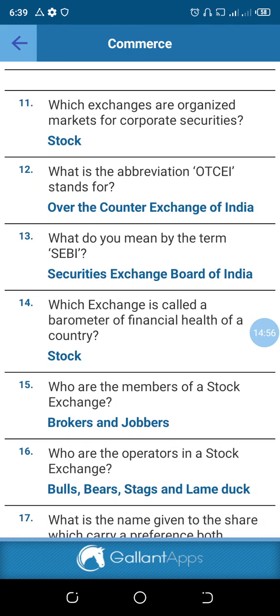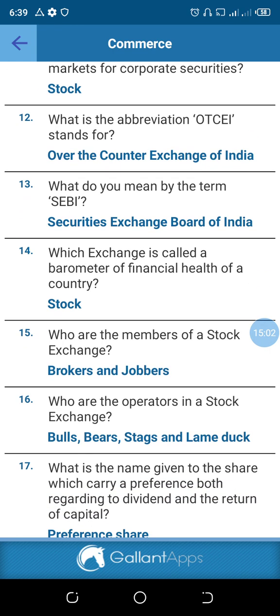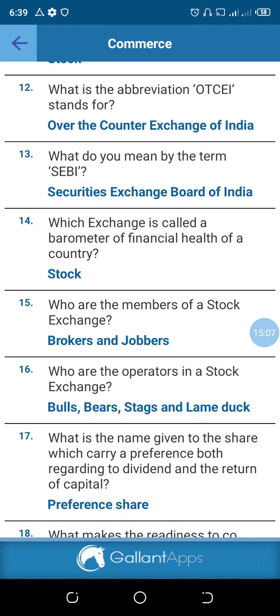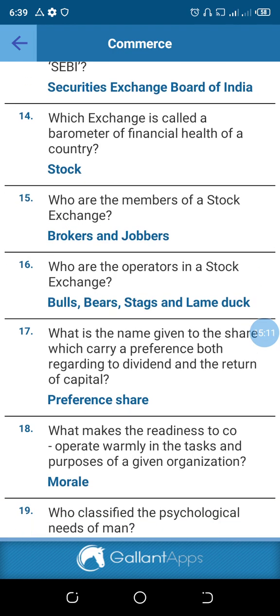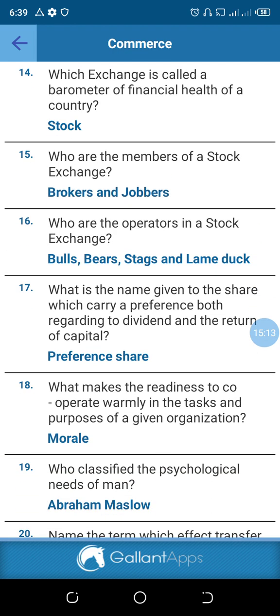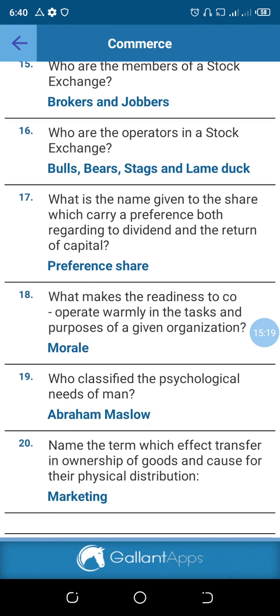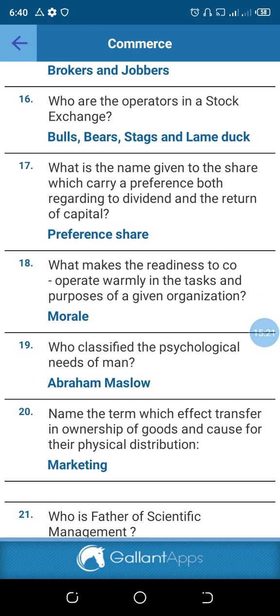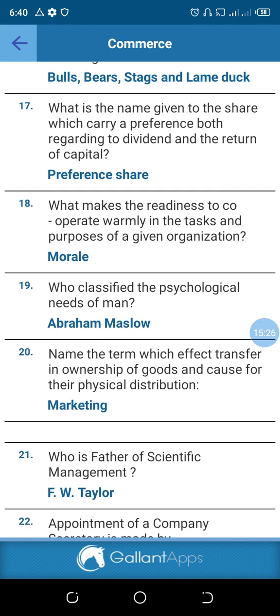Which exchanges are organized markets for corporate security stocks? What is the abbreviation OTCEI stands for? Over the Counter Exchange of India. What do you mean by the term SEBI? Securities and Exchange Board of India. Which exchange is called a barometer of financial health of country stock? Who are the members of a stock exchange? Brokers and jobbers. Who are the operators in a stock exchange? Bulls, bears, stags, and lame duck.